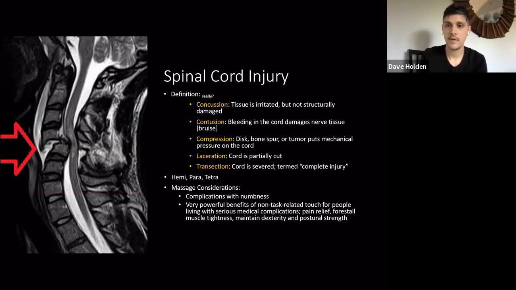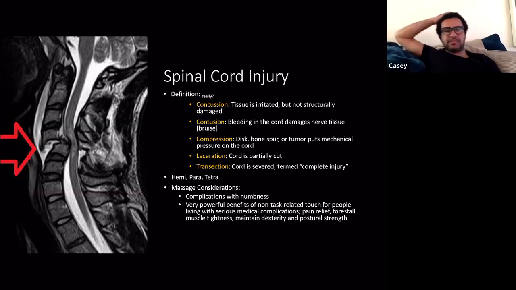Good stuff. Questions? Yeah, I have a question. Can you just quickly explain, if somebody has a transection, why the whole spinal cord wouldn't be affected, and only everything below the transection, versus the entire cord, if that makes sense?